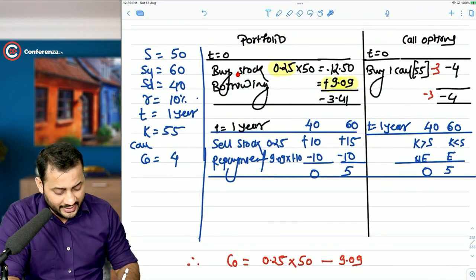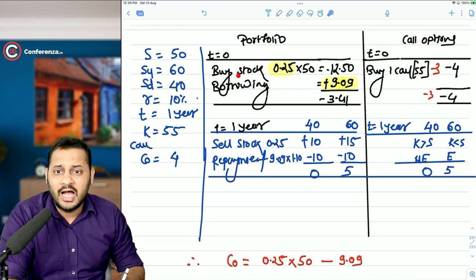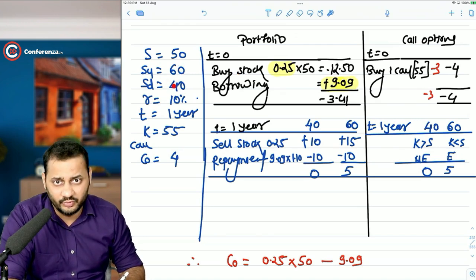Understand? I'm buying the stock today. After a year, either I will sell it at 60 rupees or I will sell it at 40 rupees.